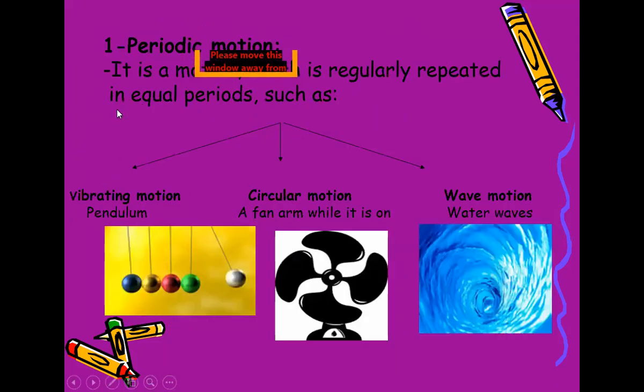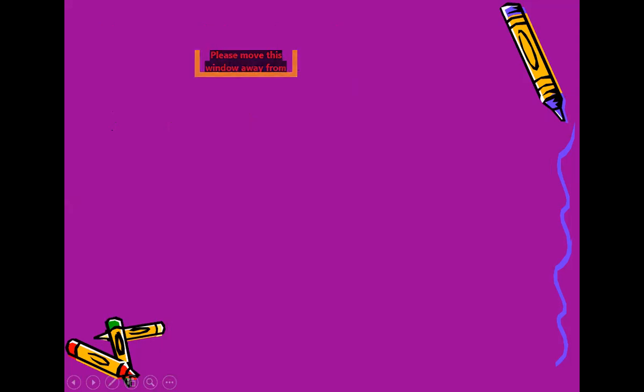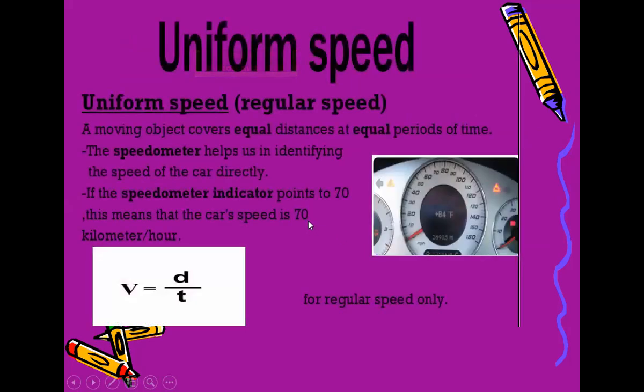Again, we have periodic motion and transitional motion. In periodic motion, we have vibrating, circular, and wave motion. Okay? Transitional motion is the motion of train, bike, and so on. Okay? All of this is the revision from Prep 1 and Prep 2. This is the first part of our lesson in Prep 3.